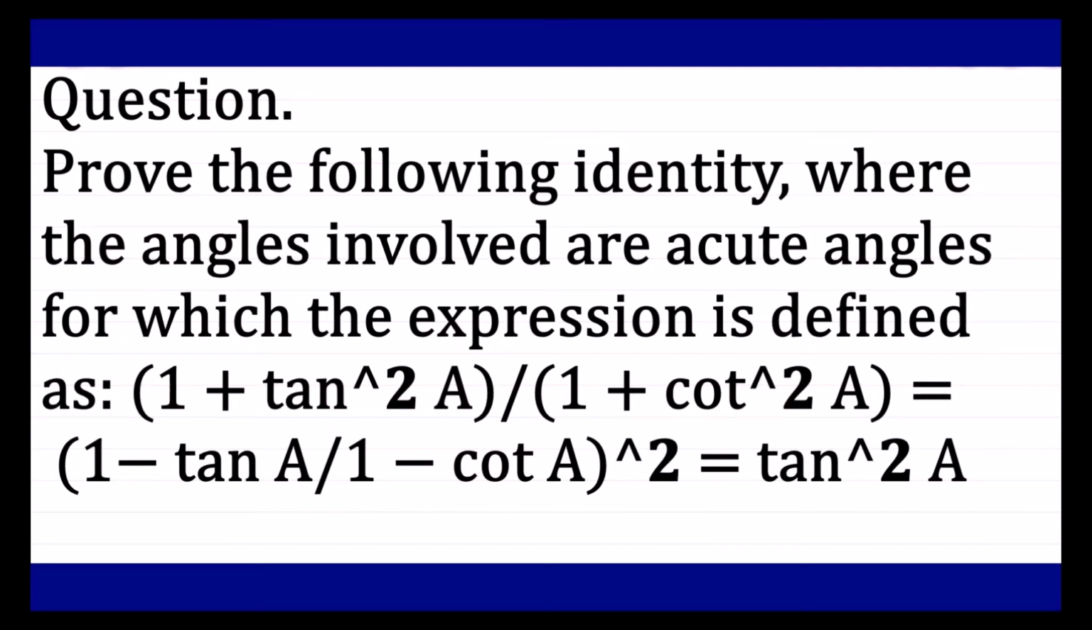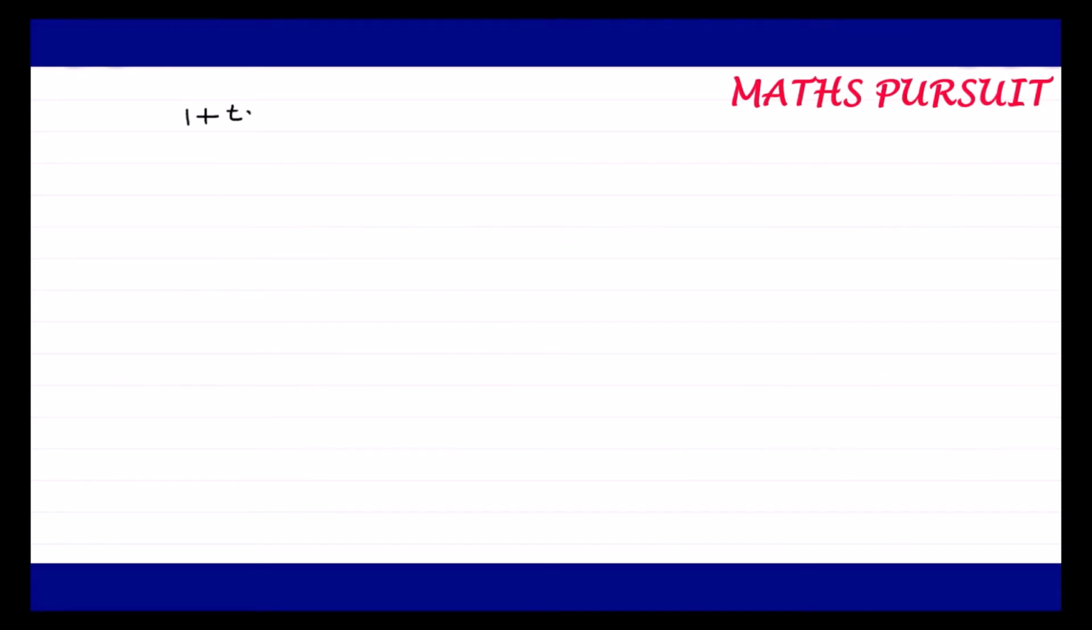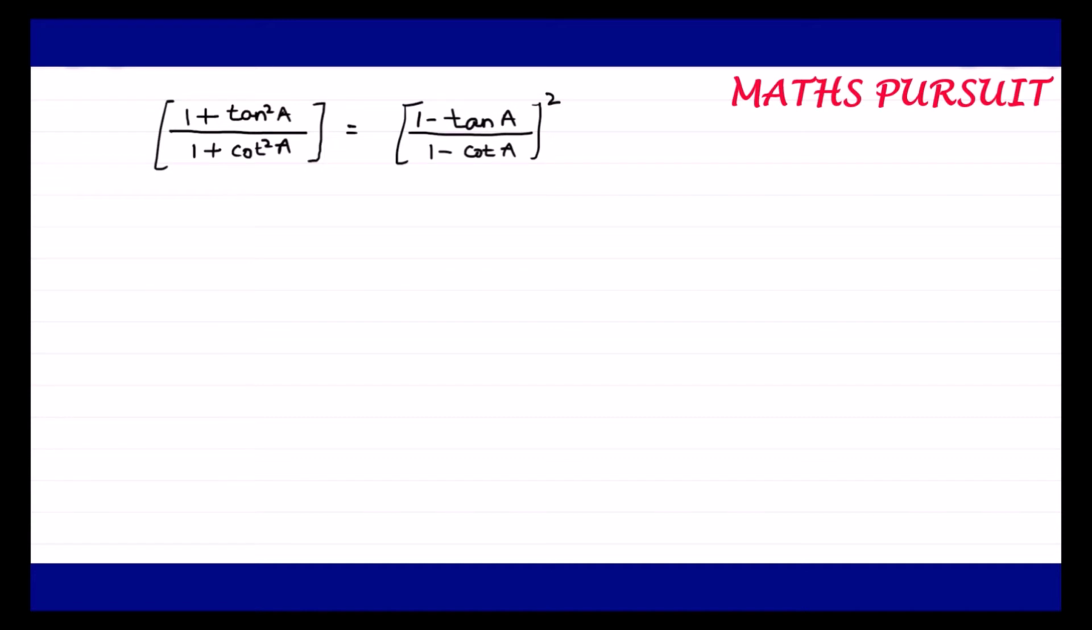Now the given question is: 1 plus tan square A upon 1 plus cot square A, in a square bracket, is equal to 1 minus tan A upon 1 minus cot A, in a square bracket again, to the power 2, is equal to tan square A. So guys, this is what is given as our expression and we are going to prove it.